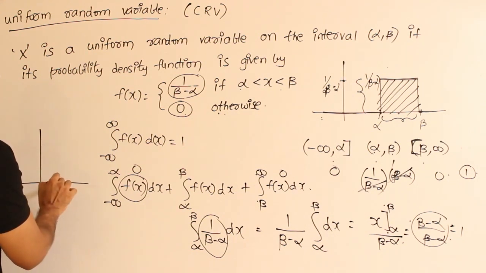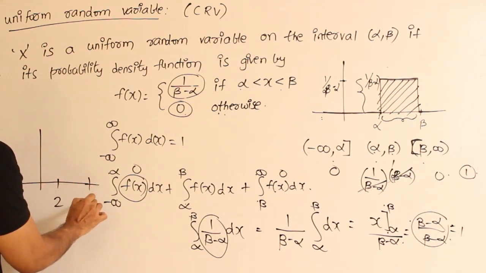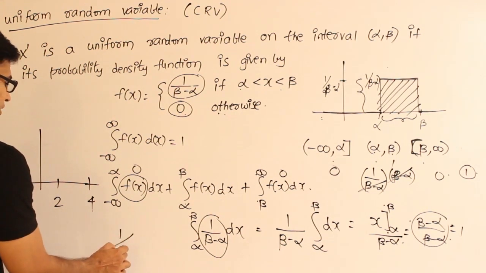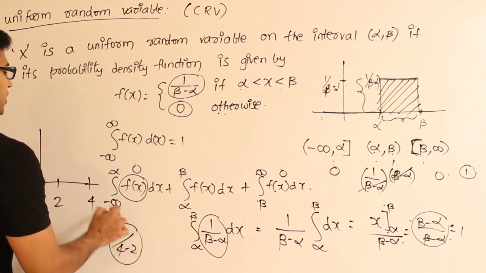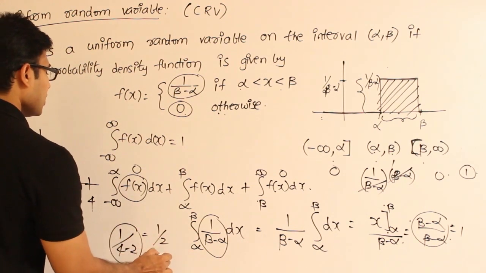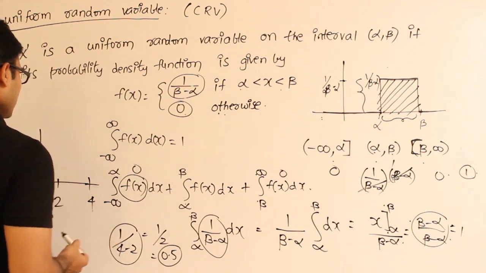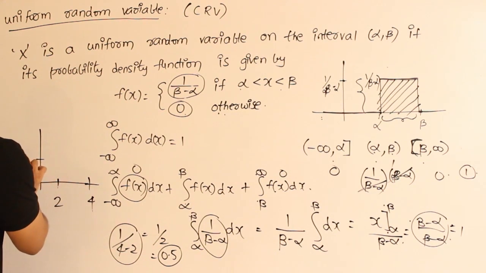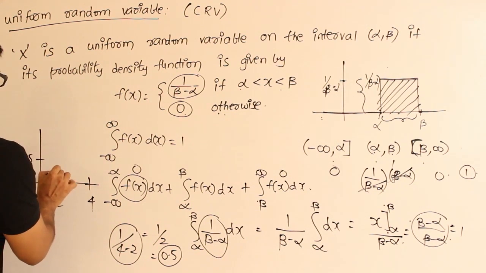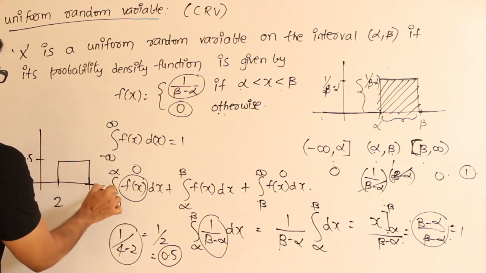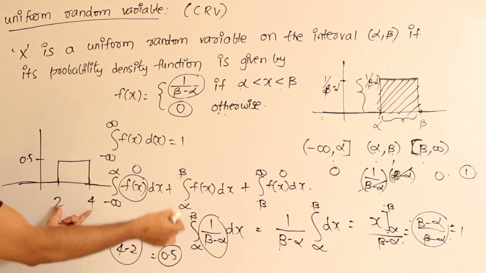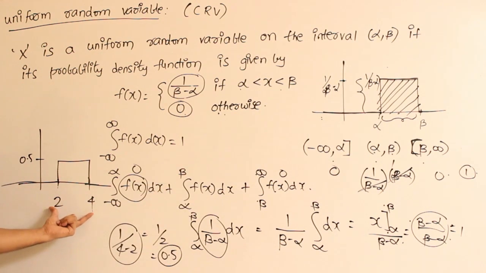See this, from 2 to 4 if you want to define, right? Now you have to find out what is 1 by 4 minus 2, which is nothing but 1 by 2, which is 0.5, right? Therefore between this range you see that the value of f of x is 0.5. So let us say this is 0.5. Then for this range we are going to have this, and for the remaining we are going to have 0.